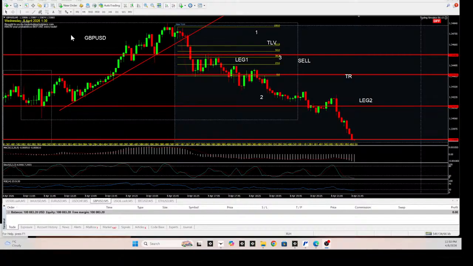BobTheTraderGPT.com. Here we're going to show you a live British pound US dollar trade you could have done today, 8th of April 2026. So let's get at it.